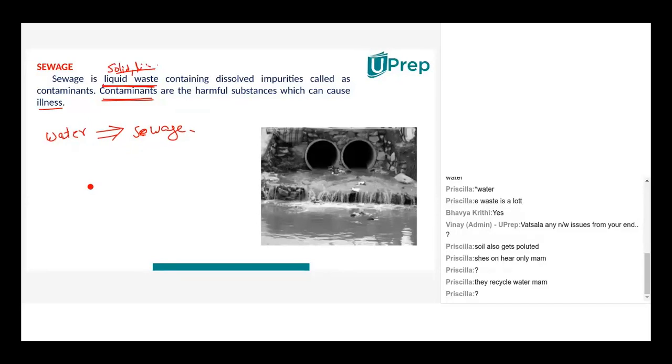Correct? Now, we think that sewage is harmful. Yeah, it is harmful, right? Most of it is harmful, but there are certain parts in sewage which are not that harmful. But of course, it needs to be extracted well, right?